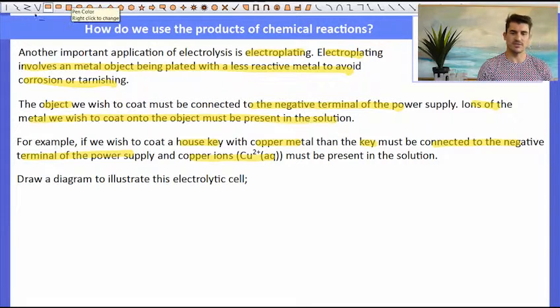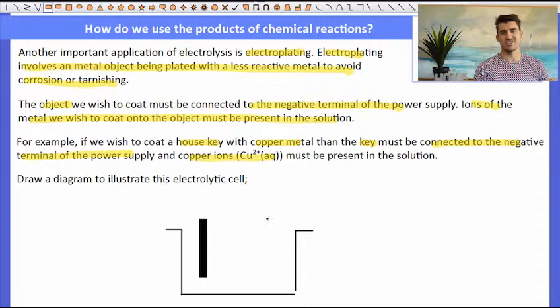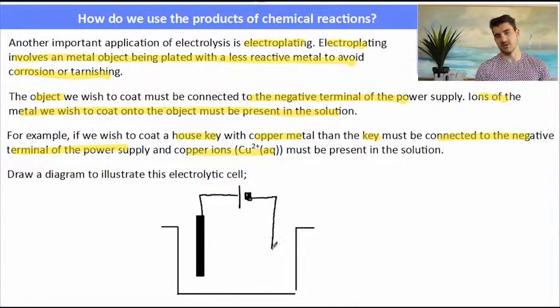So we can draw a diagram of this by setting up our beaker. In our beaker we would have our solution of copper 2+ ions, maybe something like copper sulfate, which is that nice blue solution that we've talked about before. We set up our electrolytic cell, so we have our battery. Our negative terminal must be connected to our key, and the positive terminal is just connected to another electrode. Generally in an electrolytic cell, that electrode would be made of the same metal that you want to coat. So if I wanted to coat copper, then my other electrode would be made of copper. If I wanted to coat silver, the other electrode would be made of silver.